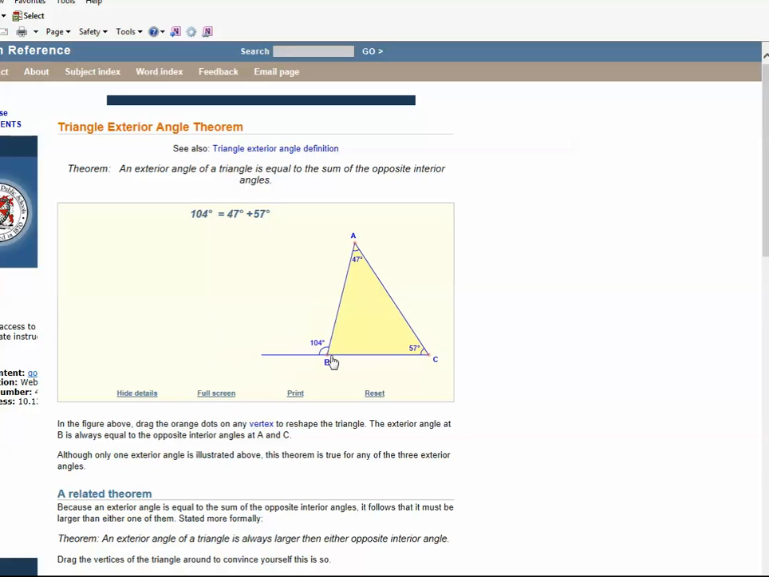I'm going to make that exterior angle acute. So you can see it doesn't matter what kind of triangle I have, these two interior angles add up to make this exterior angle. 16 and 58 add up together to make 74, and 74 is this exterior angle. Can you think of why?